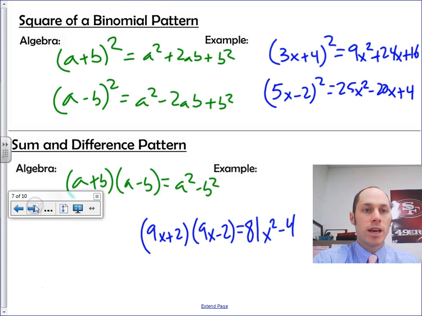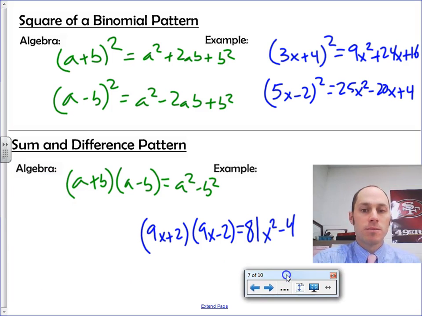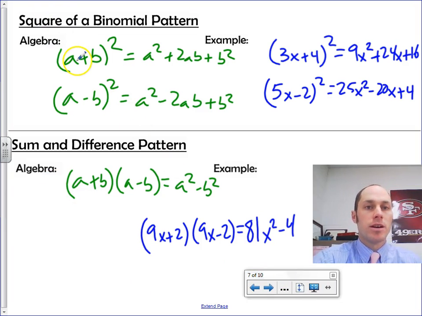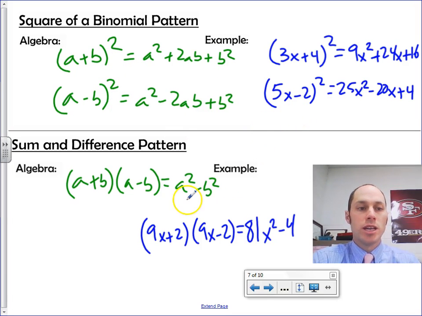Give you a chance to write that information down into your notes, that pattern that we have here. If you need to copy this down, we talked about this already, so pause the video and copy down the information that you need.